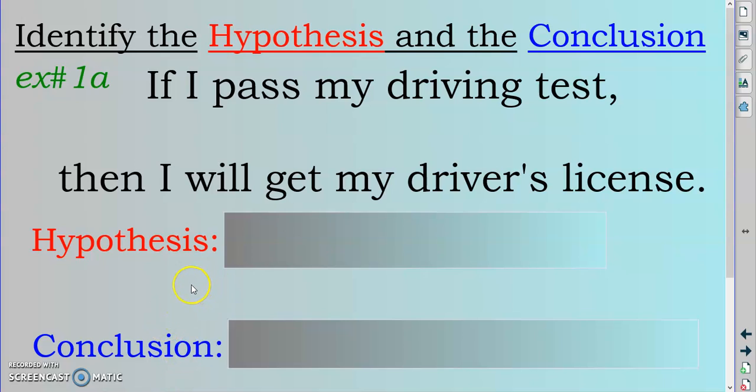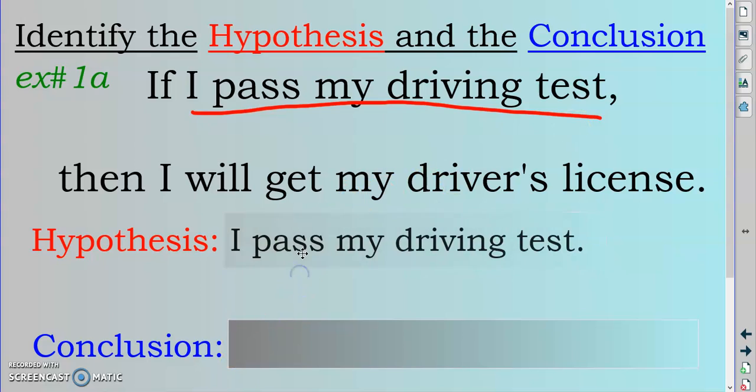So if I pass my driving test, then I will get my driver's license. So my hypothesis is after the if. I pass my driving test. The conclusion then is that I will get my license.